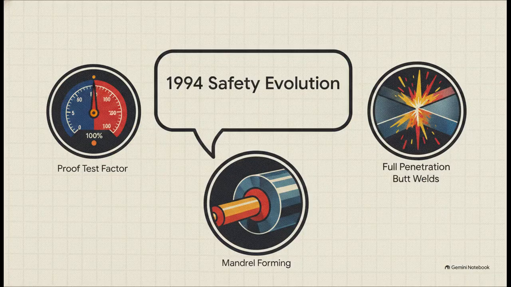And this standard definitely didn't just sit still over the years. It underwent a massive safety evolution, particularly back in 1994. The computed proof test factor was bumped from 80% all the way up to 100%. This literally forced manufacturers to prove, both mathematically and physically, that these tight fittings could handle the exact pipe pressures without a single compromise. To pull this off, manufacturers have to rely on advanced processes like mandrel forming to guarantee that uniform thickness we just talked about, ultimately culminating in highly secure, full-penetration butt welds.